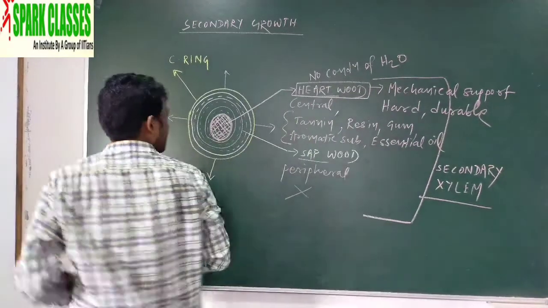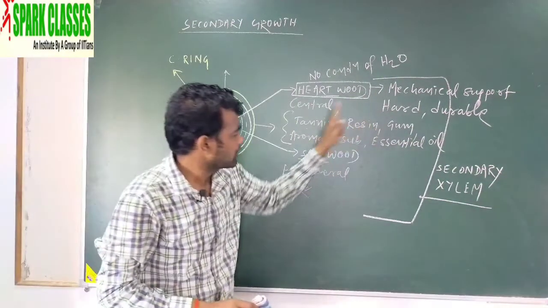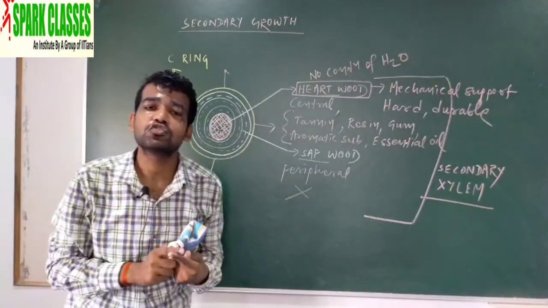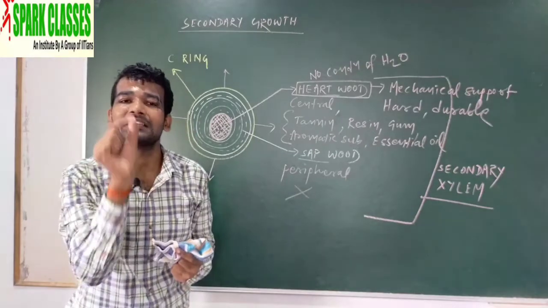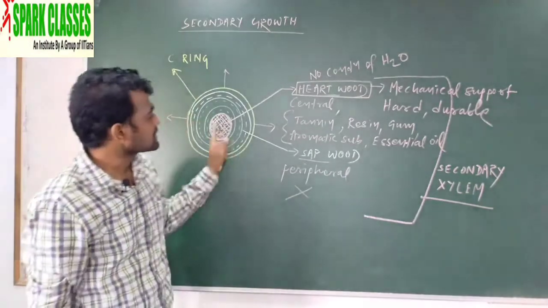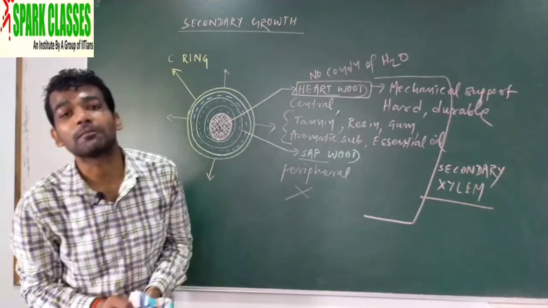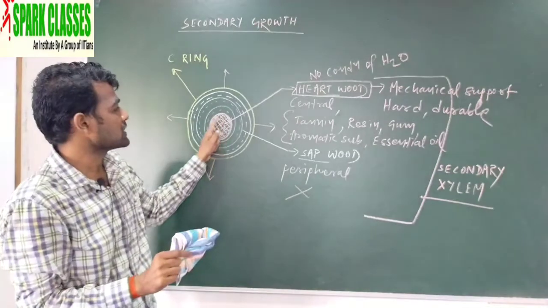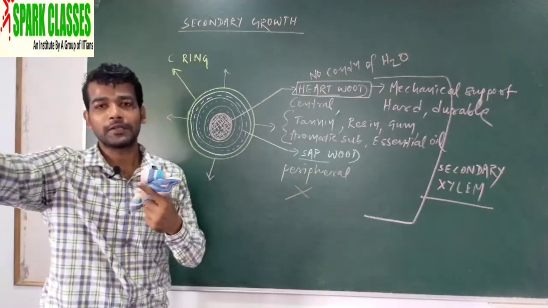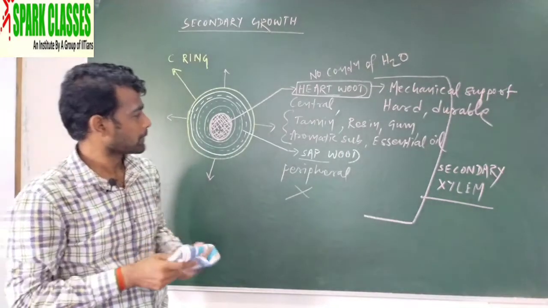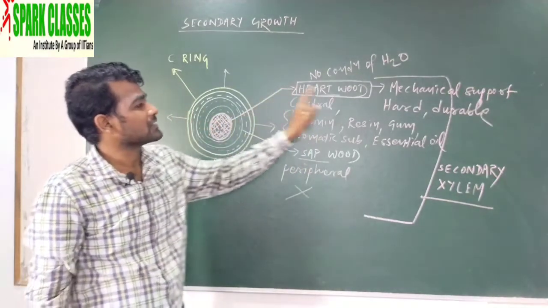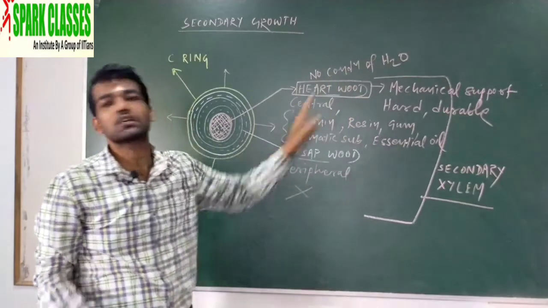Another important thing, due to this hard and durable nature, because of the chemicals deposited, this type of wood cannot be easily destroyed by pathogens like bacteria and insects. So we can keep this type of wood for a long period, and it is used for furniture making. If furniture is prepared from this type of wood, it will be durable and remain for a long period. So remember, the heartwood is deposited with these chemicals, it is the central part, and it is hard and durable. Its function is no conduction of water.